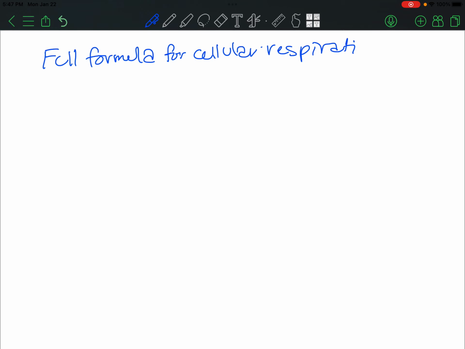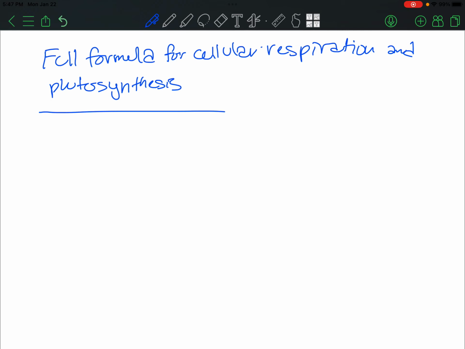First things first, the question is, what is the full formula for cellular respiration and photosynthesis? Okay, so the formula for cellular respiration is exactly the same as photosynthesis, surprisingly, right? So the formula for photosynthesis, let's first do that.